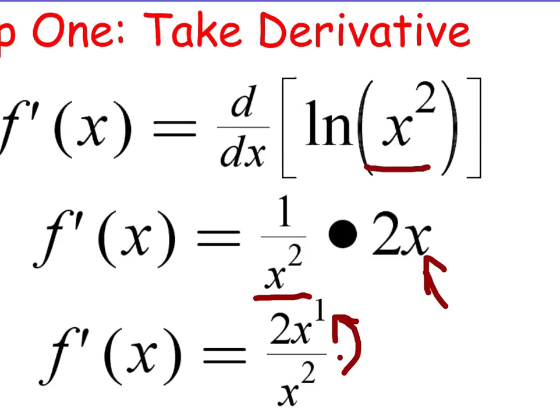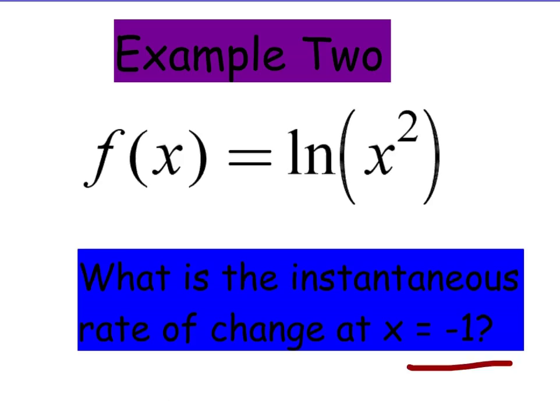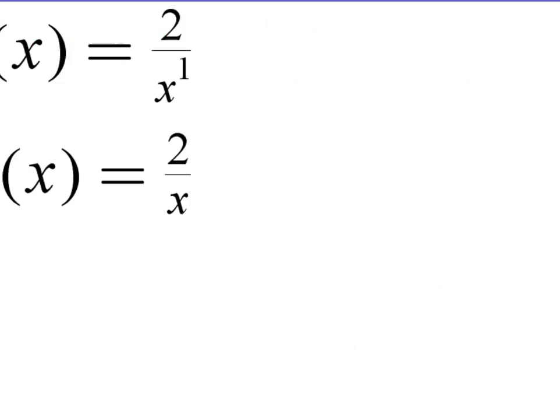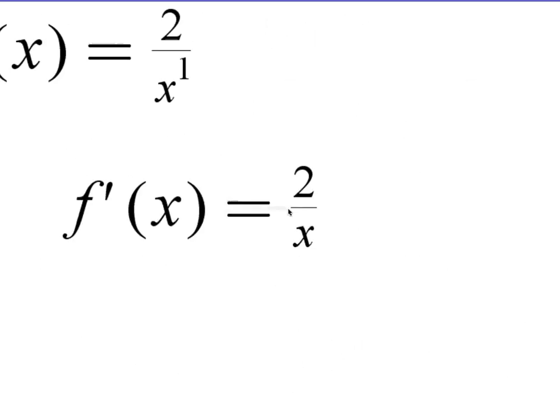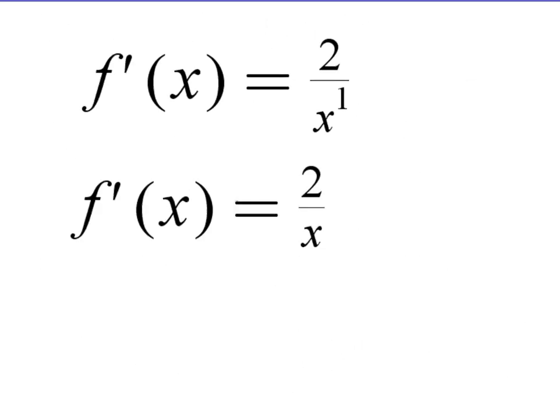That's going to simplify. You have 2x over x squared. What will that become? 2 over x. Yes, 2 over x. And since we're finding the instantaneous rate of change at x equals -1, we're just going to plug that into that formula. 2 over -1, whoops. We'll plug in -1 for that x value right there. And that should give you -2.